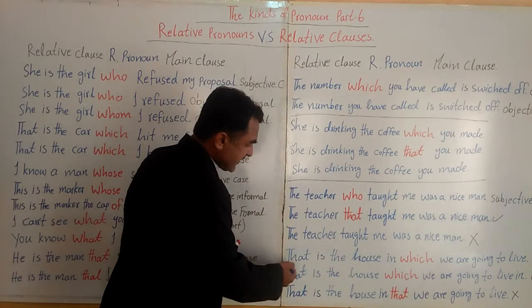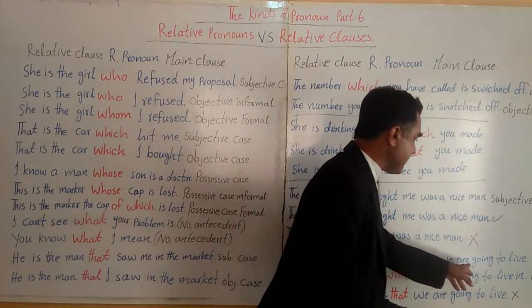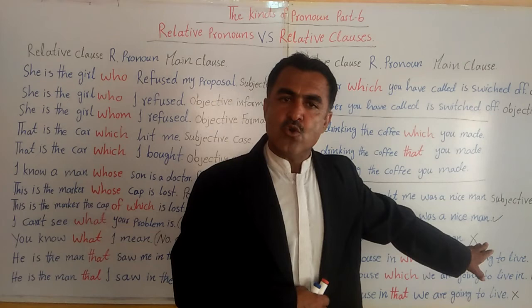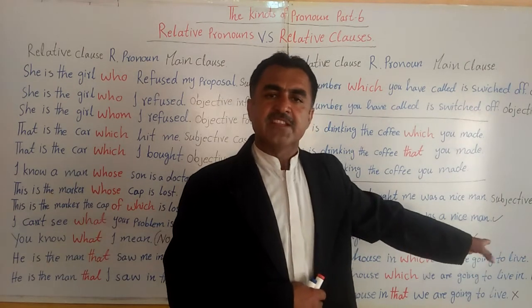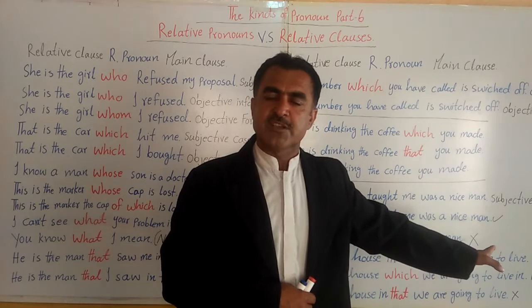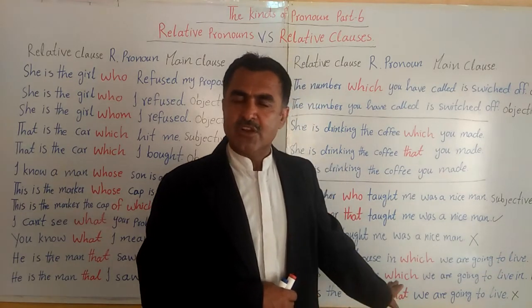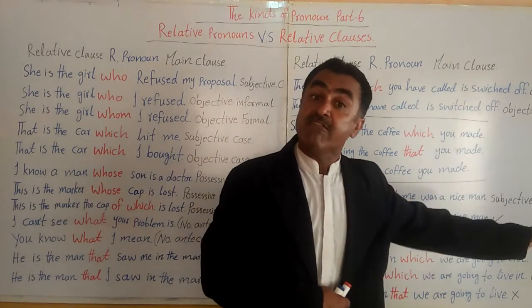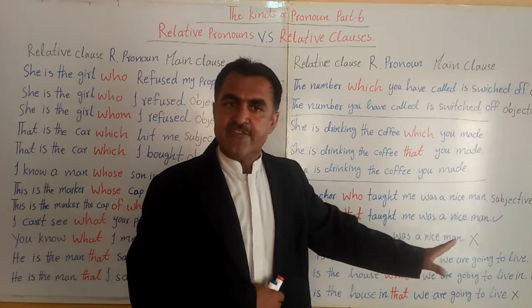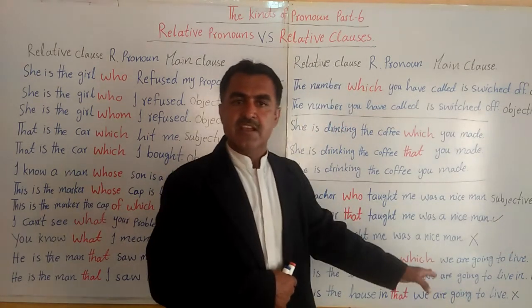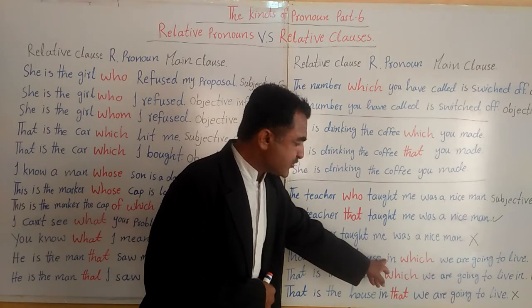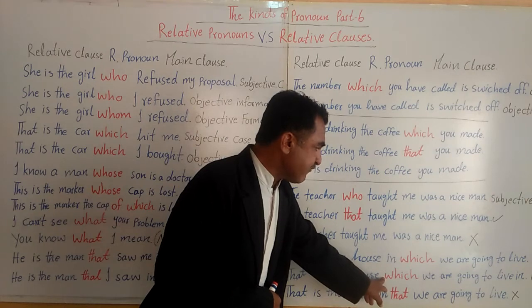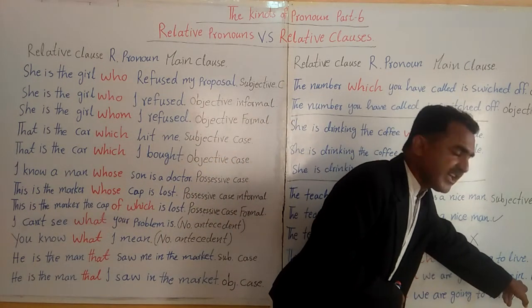Now you can see the sentence. That is the house in which we are going to live. Now this is the formal way. Now look at the lower sentence. That is the house that we are going to live in. So in this case you have to put the preposition at the end. But in the upper sentence you have to put the preposition before the relative pronoun.